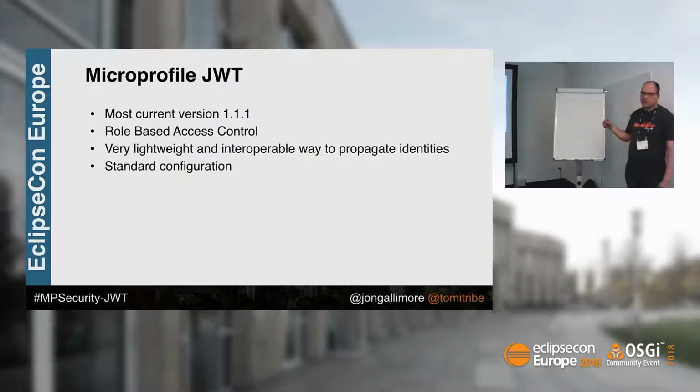Looking specifically at MicroProfile JWT, our most current version is 1.1.1. TomEE is currently at 1.0, and I'm working on the 1.1.1 implementation at the moment, but it's not quite ready. Basically, it's an easy way to do your role-based access control with the JWT. In terms of the validation side of things on the back end, that heavy lifting is done for you, and you can use the principals and get claim values in your code really easily.